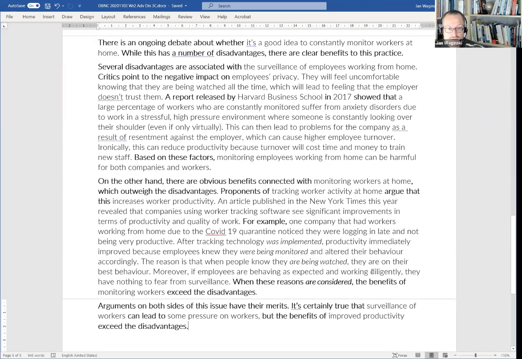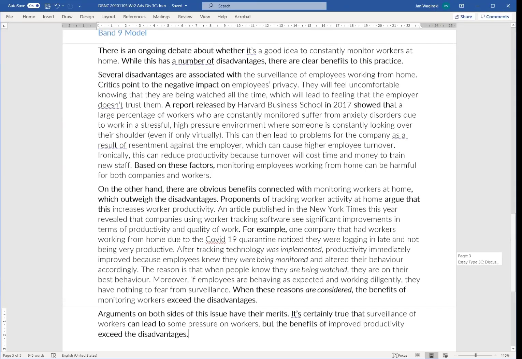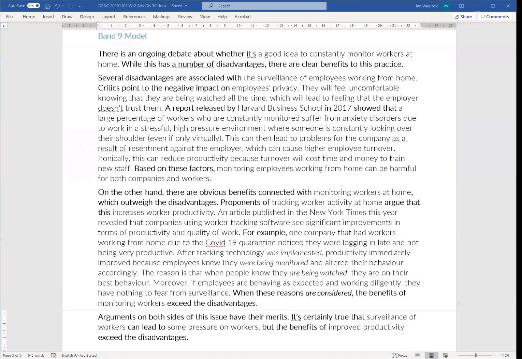Okay, any questions, any comments about this model? So you started with the disadvantage first, and then you talk about the advantages. Yeah, so in this model, after you choose your side, you start with the side that you wouldn't choose, whether it's advantages or disadvantages. Up to you. Okay.